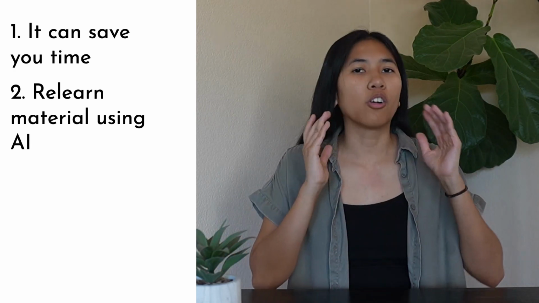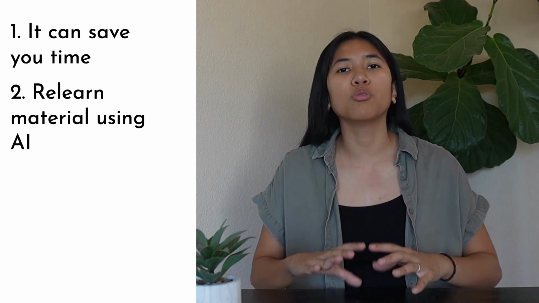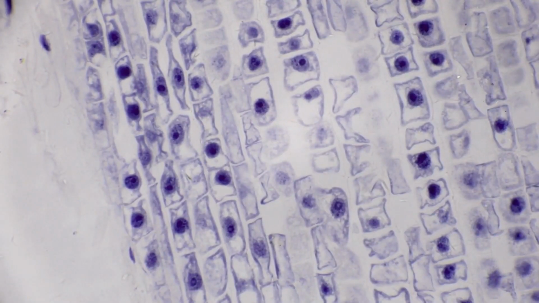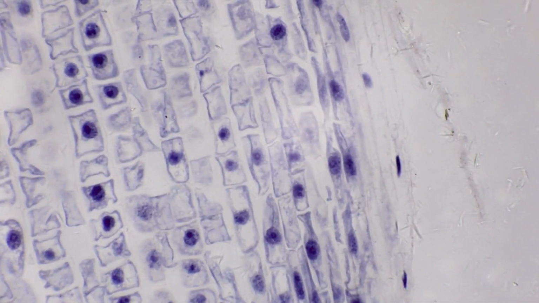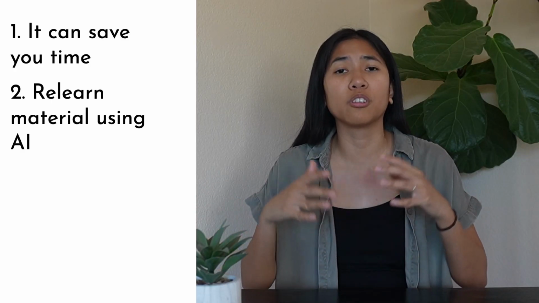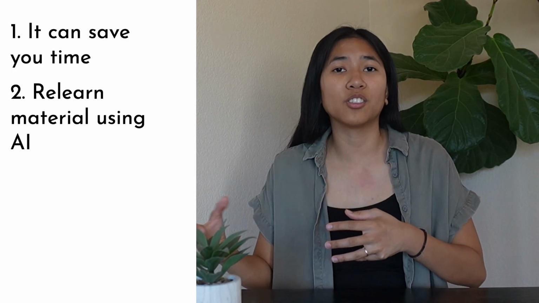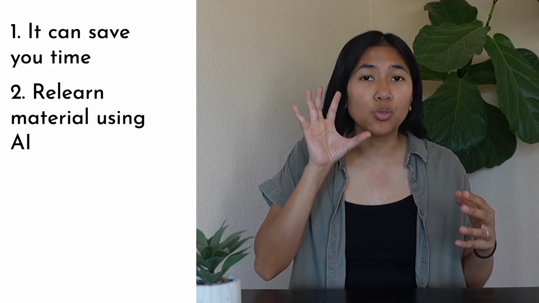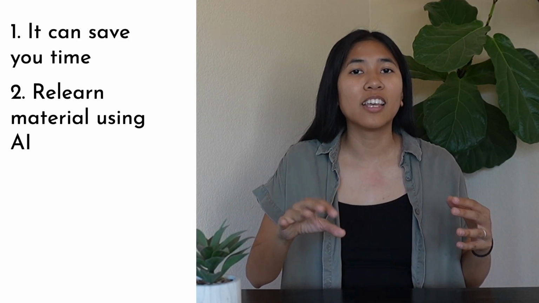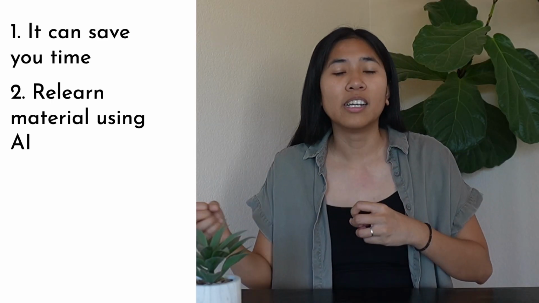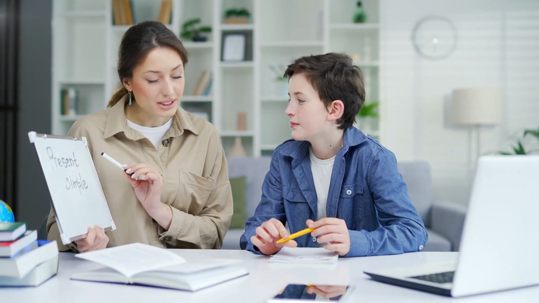Let's say that you are about to work with a student who needs to know the differences between animal cells and plant cells. And let's say that you're not 100% confident in what those differences are. So you can prompt AI to give you those differences and to even give you those differences specific to that student's grade level. When you're working with them, you can speak their language a little bit better so that it clicks more for them.